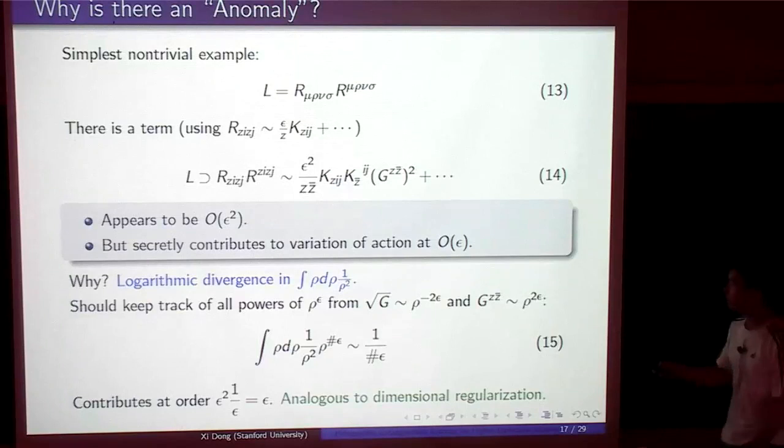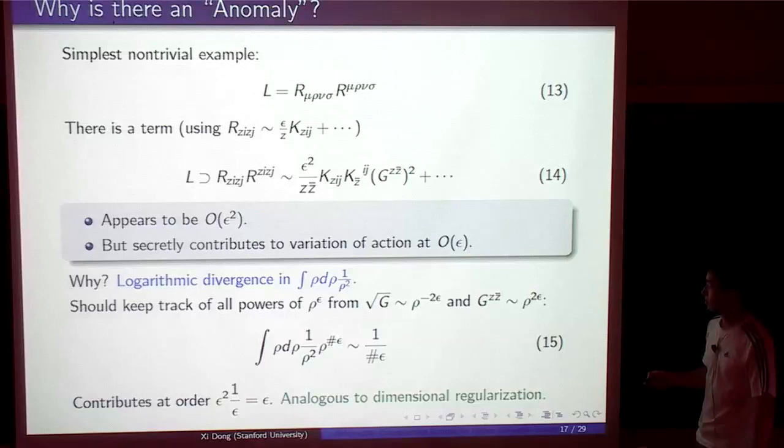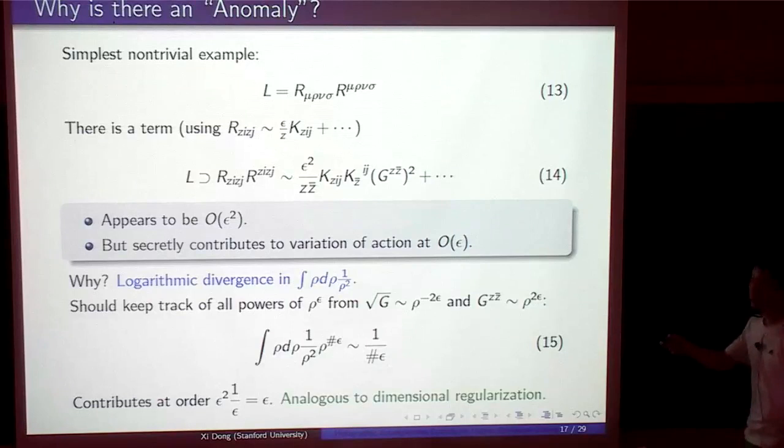So one might think that this term is not important because we're doing the linear variation in epsilon. Remember, epsilon is linearly the same as n minus 1. So we might naively say that we should throw it out. But actually, this secretly contributes to the variation of the action at linear order once we integrate, because there is a logarithmic divergence when we set epsilon to 0. That really means we should keep track of all the powers of rho to the epsilon from other parts of the integrand before doing the integral. With those powers, this integral will be convergent at rho equals 0 if this number is positive. And the final result is actually some 1 over epsilon. So it enhances something which is quadratic in epsilon into a linear contribution, and entanglement entropy picks up that linear contribution at the end of the day.